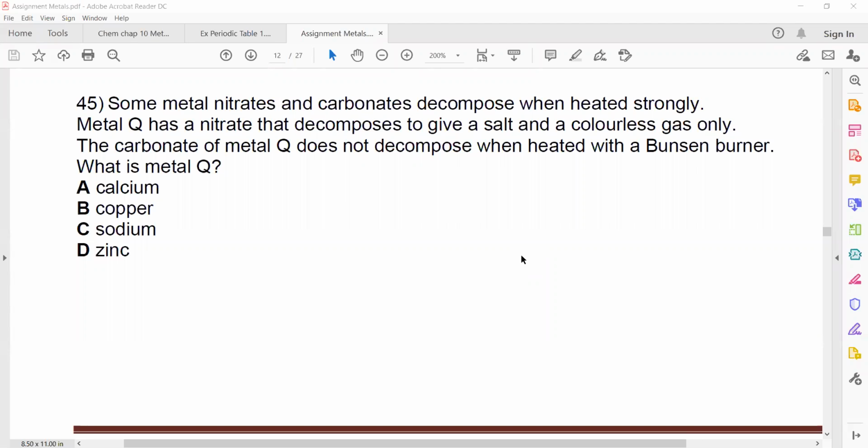The carbonate does not decompose, the nitrate is decomposed. Only two metals have stable carbonates and hydroxides. That's potassium and sodium. So we don't have potassium, so we are left with sodium only.